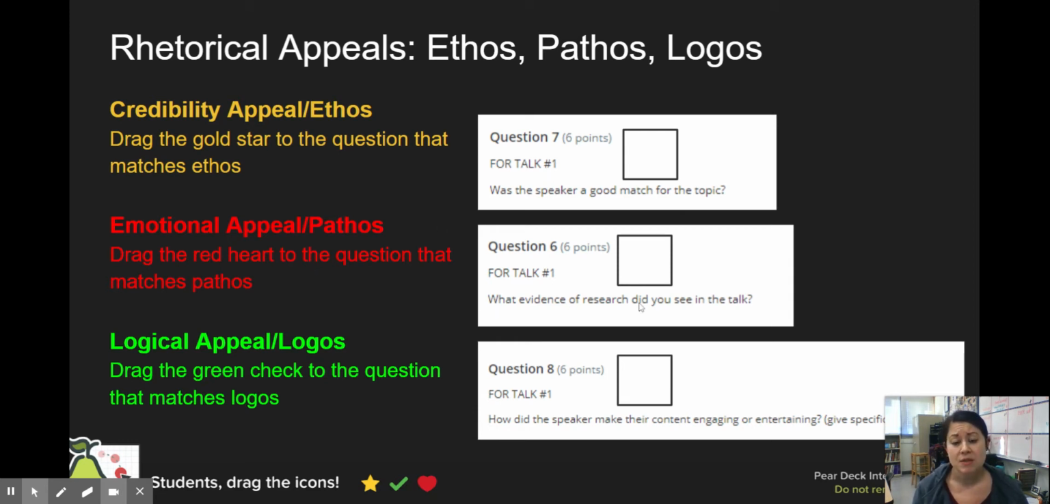What evidence of research did you see? That's the logos and logical appeal. What stats or facts or evidence do they provide for you that makes them really logical and following their rhetoric? And then how do they become connecting or engaging or entertaining with their audience? That's that emotional appeal. That's what makes someone want to engage and stick around for some kind of rhetoric to hear what you have to say.